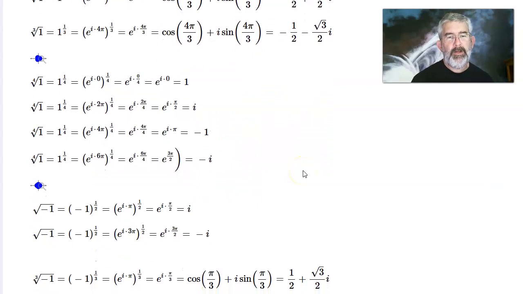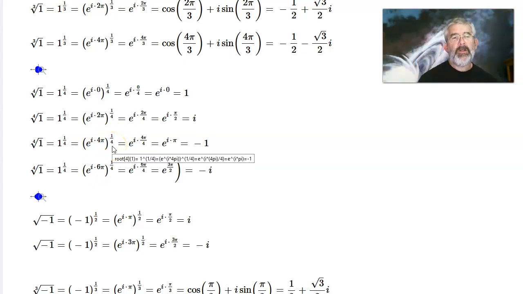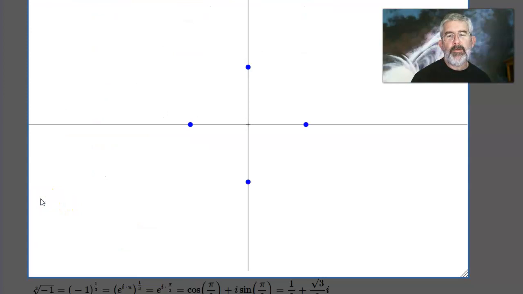How about fourth roots? Fourth roots of 1. There are 4 different ways of writing 1 as e to the i times some even multiple of pi. Raising that to the 1/4 power to take the fourth root, I get 4 different things here. What I get are 1, i, minus 1, and minus i, the 4 fourth roots of 1. Taking a look at those on the graph, you can see they are on the axes, and they would be the corners of a square.